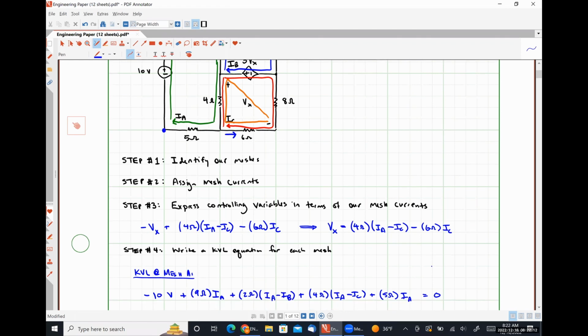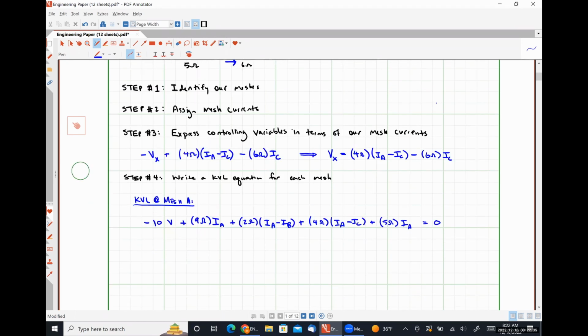Okay, so does anybody have any questions with regards to our Kirchhoff's voltage law equation for mesh A? This hopefully seems fairly straightforward. You guys are picking up on it really quickly, which means one of several things. A, I'm an awesome teacher, or B, this is pretty easy. I'm leaning towards B. All right, so let's look at KVL at mesh B.